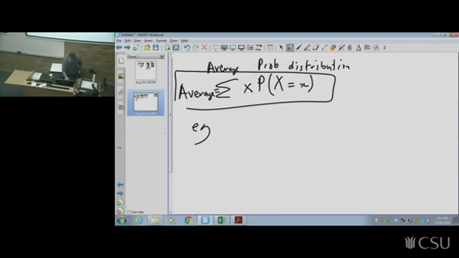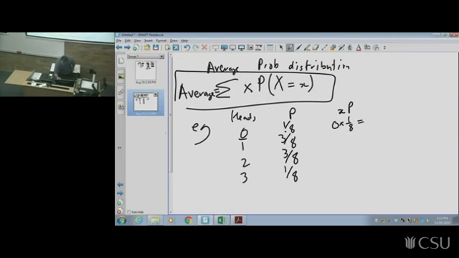So, for example, for the heads example here, we've got 0, 1, 2, 3. The probabilities were 1/8, 3/8, 3/8 and 1/8. That's what the probabilities were. If you wanted to work out the average using that formula, we first work out what x times the probability actually is. So what's 0 times 1/8?